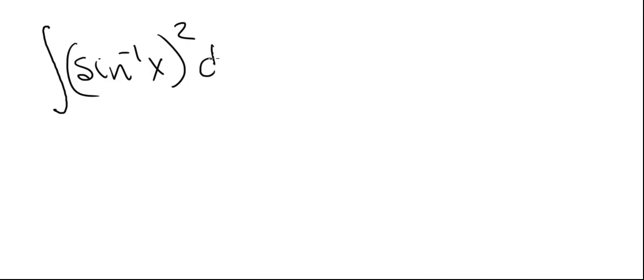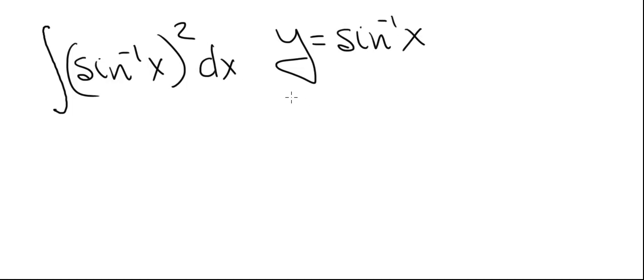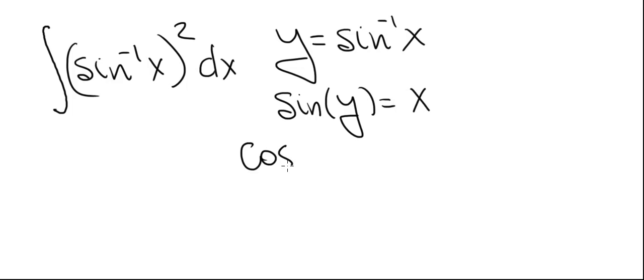We're going to use a technique of integration called integration by parts to integrate inverse sine of x squared. Well, first we'll make a substitution. We're going to let y be inverse sine of x. Applying sine to both sides, we end up with sine of y equal to sine of inverse sine of x, which is x. And so cosine of y dy is equal to dx.